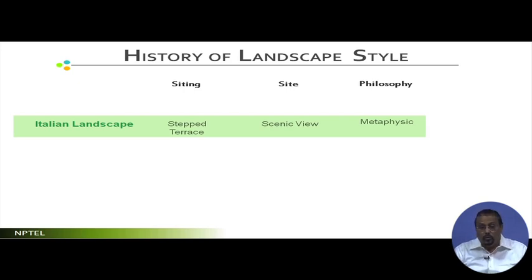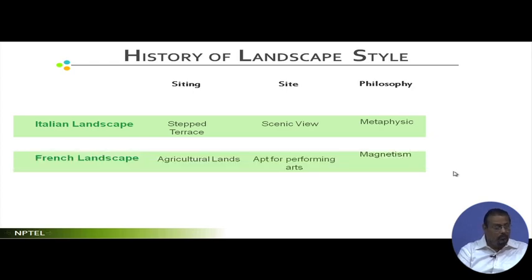Scale was huge. They could not build, when I show you the examples, you'll realize that they could not build such kind of landscapes in small areas like the Japanese have done, or even the Mughals have done. French landscape, siting was mostly agricultural lands, and it was apt for performing arts that came in, blended with the landscape, and there was a magnetism in terms of philosophy. That means there was always an enchantment, there was always a surprise, there was always an excitement in the whole landscape. This is how the whole landscape got created.